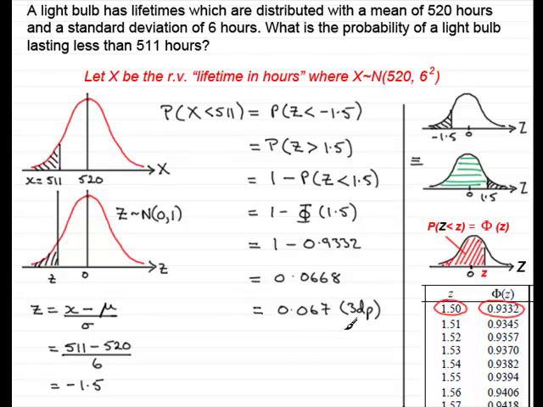And there you have the probability of x being less than 511: 0.067 to 3 decimal places. And that brings us to the end of this tutorial. I hope you can model similar examples on this one.